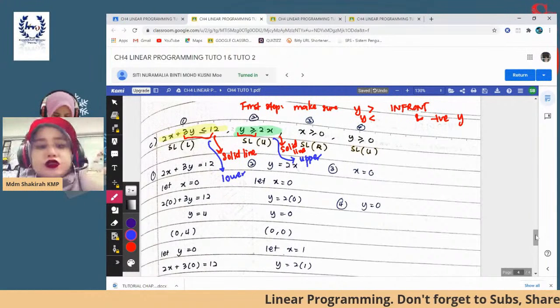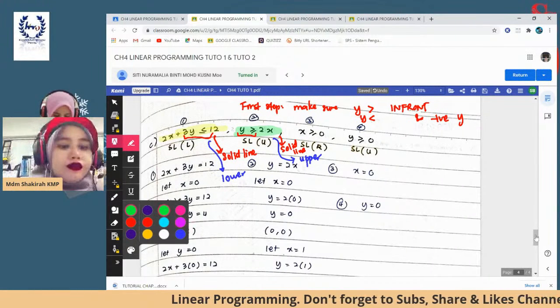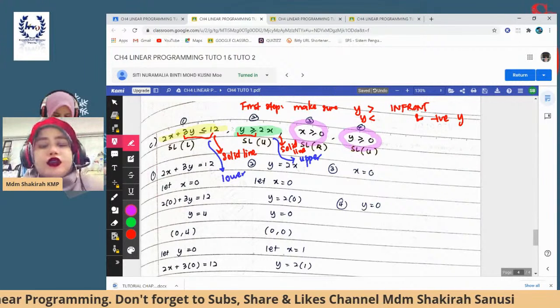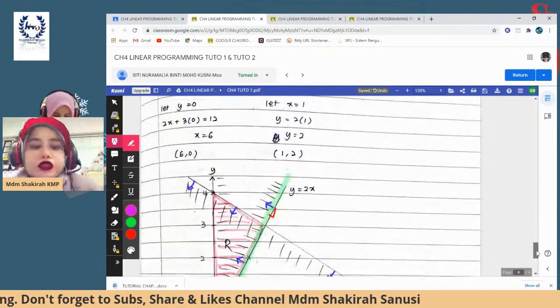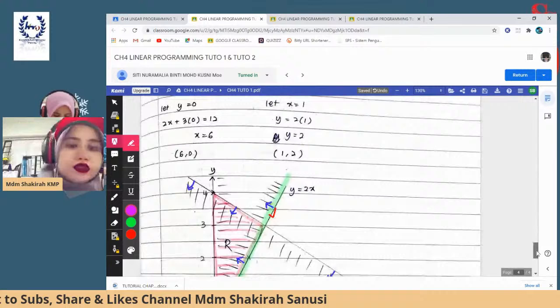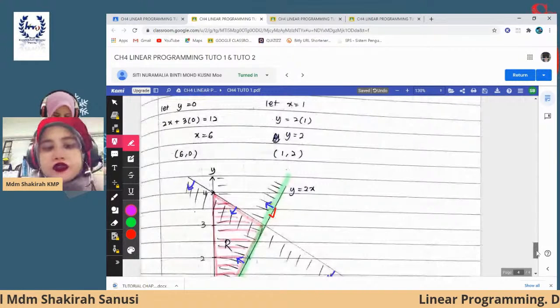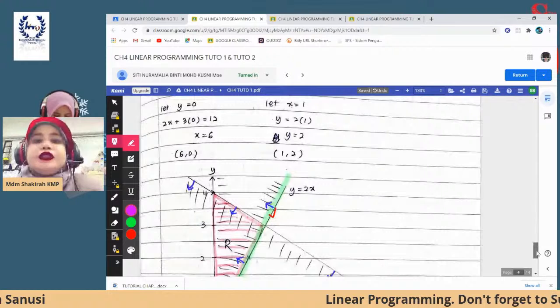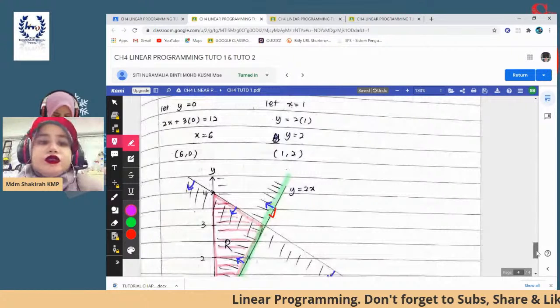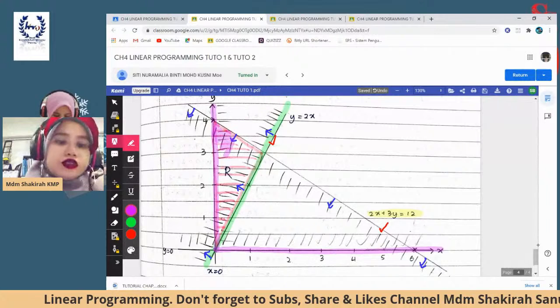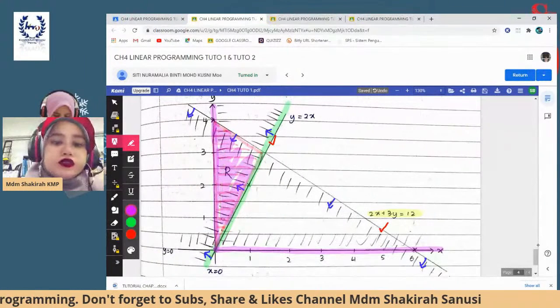Okay, so here we have quadrant 1. Okay, only quadrant 1. So where is quadrant 1? Okay, this one only. So guys, which part is suitable for this region? Of course, this one. So very easy.